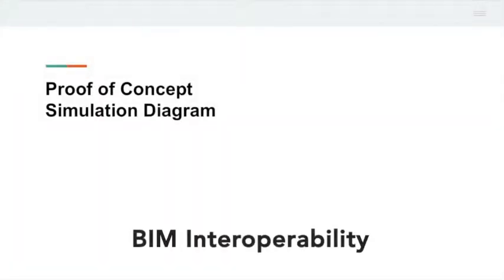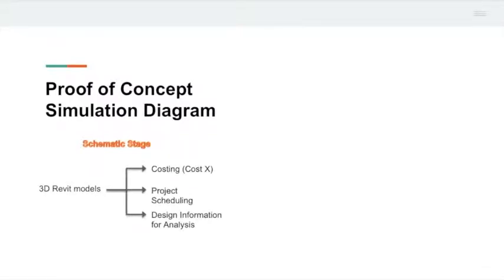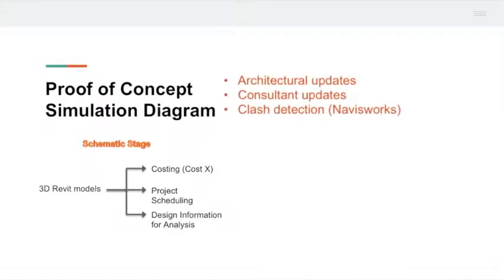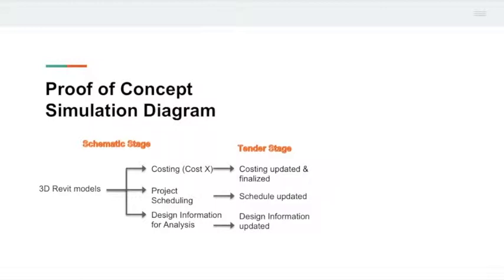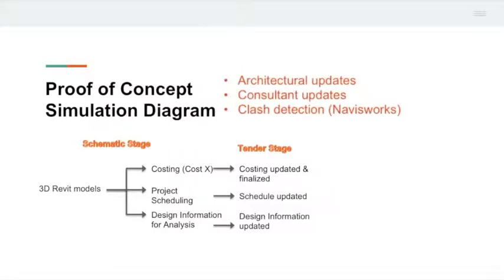The proposal will simulate the automation process of BIM integrated project delivery, starting from schematic stage, where we have 3D Revit models. From the 3D models, we extract intelligent information using external plugins. This information will be costing, project scheduling, and design information for analysis. Now, architectural updates, consultant updates, and clash detection will be performed to move on to the next stage, which is the tender stage. And of course, the 3D Revit models will be updated, and costing is updated and finalized, schedule updated, design information updated. All of these are automated.